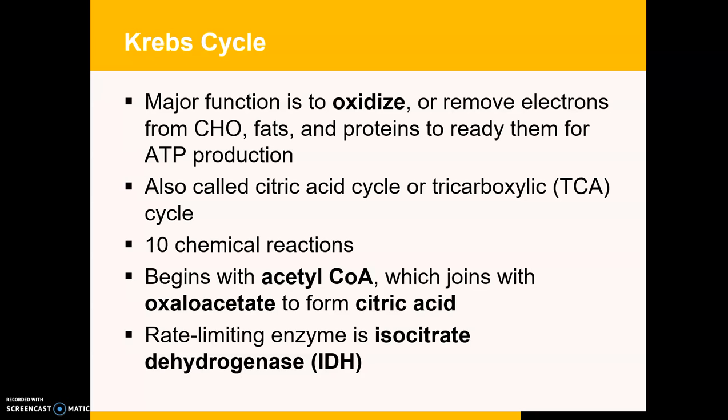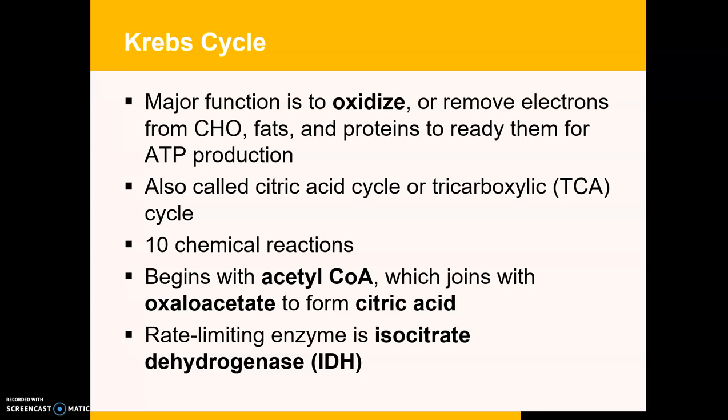compound that joins with oxaloacetate, 4 carbons, to form a 6-carbon compound. So this is citric acid, what we call citric acid. For this reason, the Krebs cycle is often referred to as the citric acid cycle. The rate limiting enzyme for this series of reactions is isocitrate dehydrogenase, or IDH.